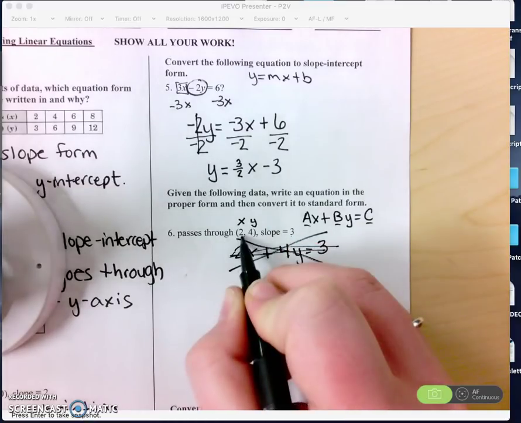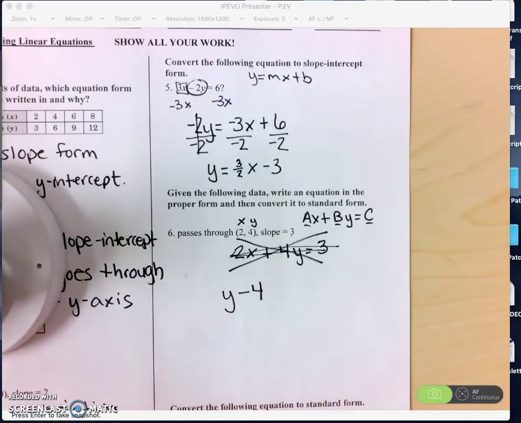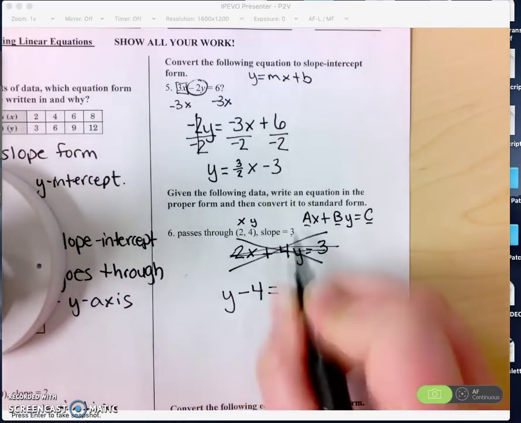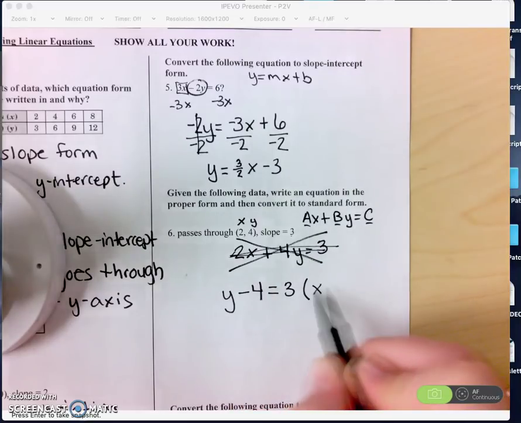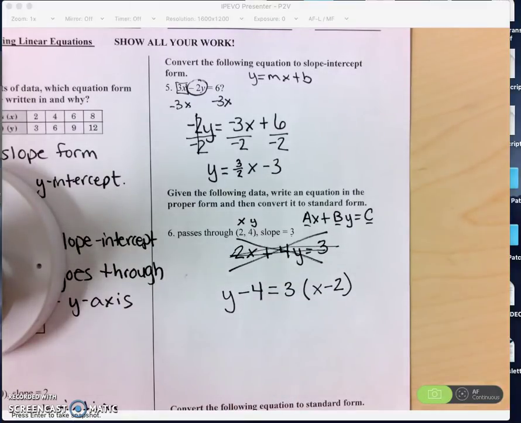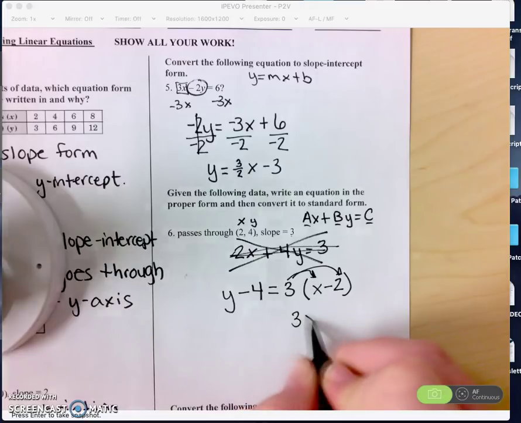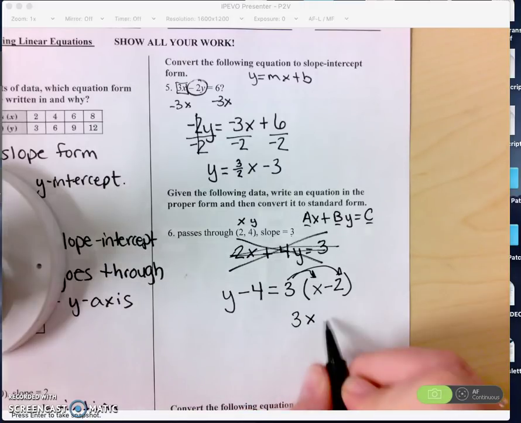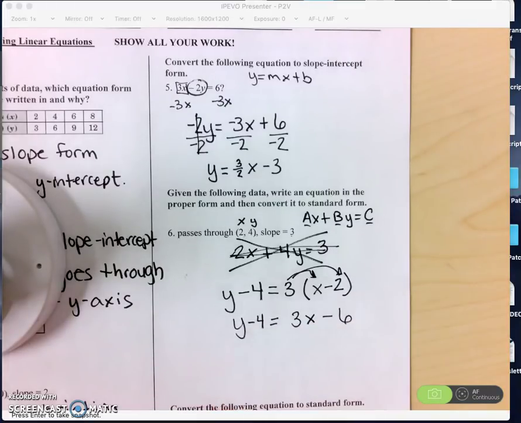Remember, the first number is your x, the second one is your y. It's going to be y minus the y coordinate equals the slope times x minus the x coordinate. So that's going to be your proper form. The next step is to distribute. So 3 times x is 3x, and 3 times a negative 2 is a negative 6. I'm going to rewrite everything else. This right here is another point.